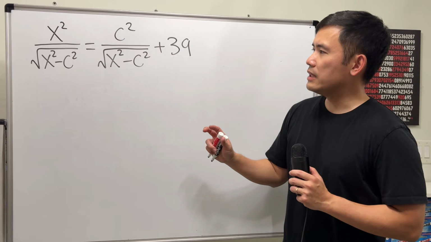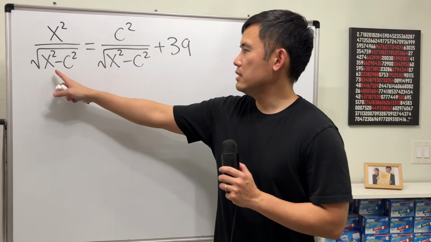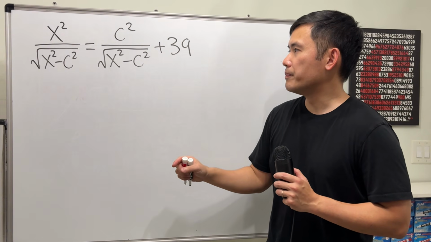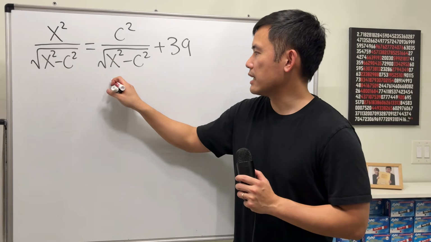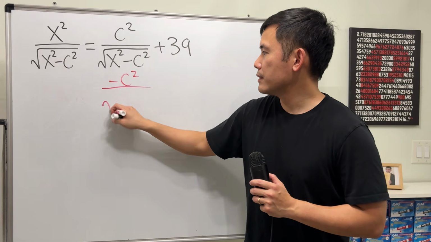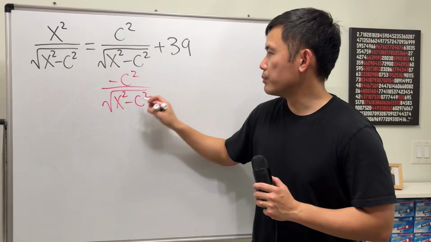So notice that this and that look very similar, right? Especially, they have the same denominator. So I'm going to subtract this from both sides so we can put them together on one side and then combine them. So let me subtract c squared over the denominator from both sides.